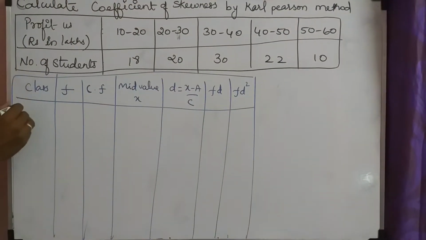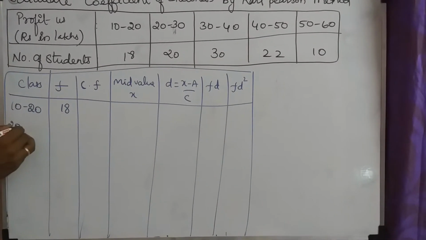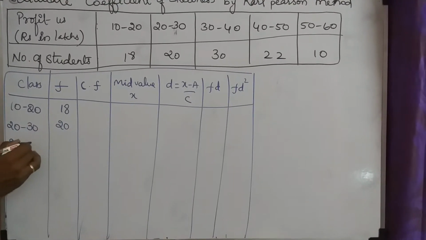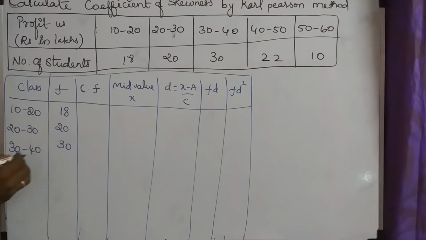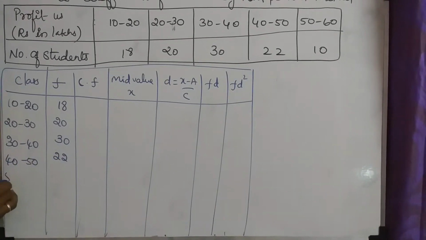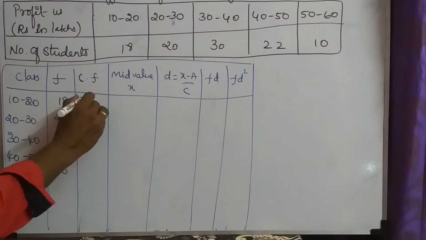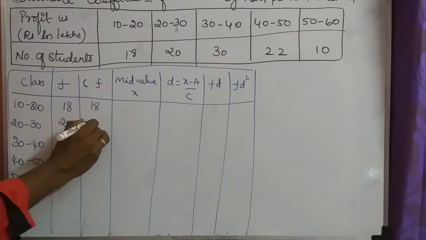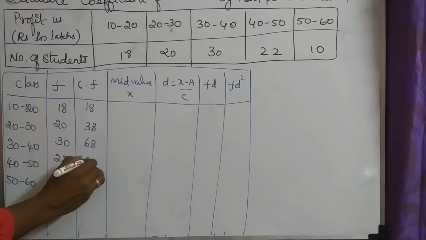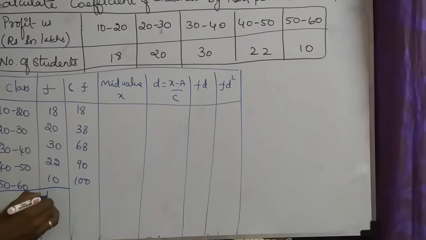See here, class 10 to 20 and the corresponding frequency is 18. Next 20 to 30 has frequency 20, 30 to 40 has 30, 40 to 50 has 22, and 50 to 60, the last value, is 10. For CF, write the starting value as it is, 18. Next add: 18 plus 20 is 38, 38 plus 30 is 68, 68 plus 22 is 90, 90 plus 10 is 100. So the n value is 100.